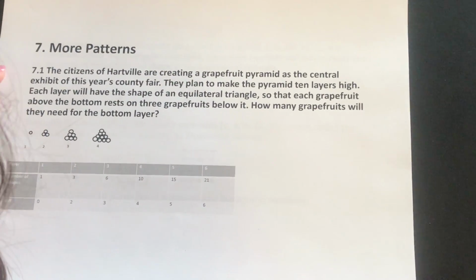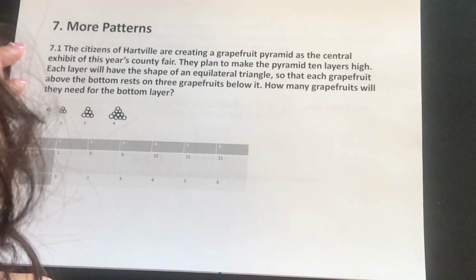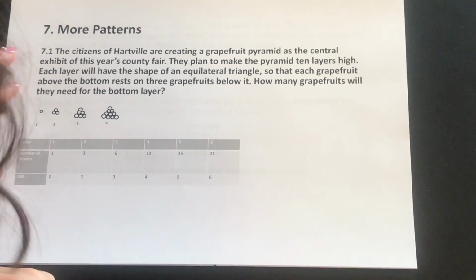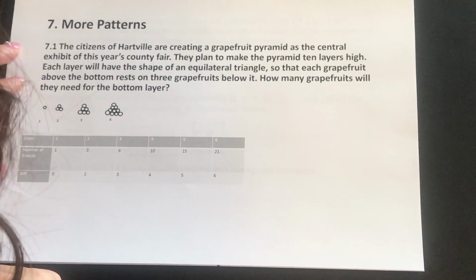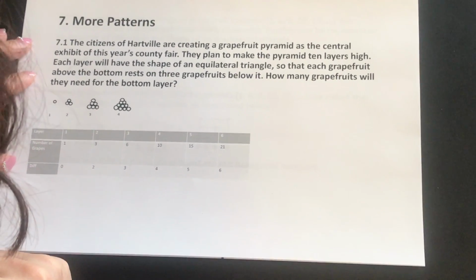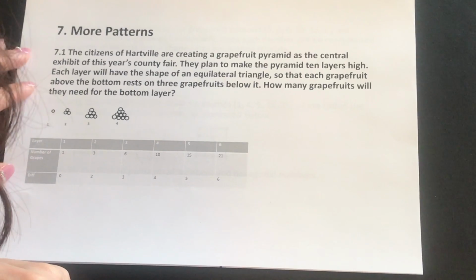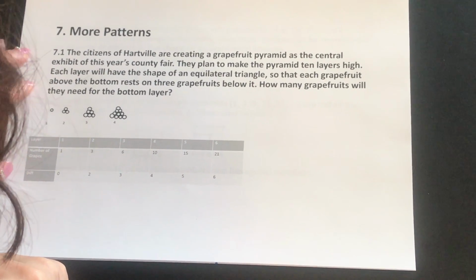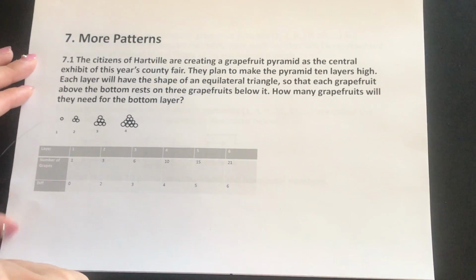Part 7, more patterns. First problem: the citizens of Hartwell are creating a grapefruit pyramid as the central exhibit of this year's county fair. They plan to make the pyramid 10 layers high. Each layer will have the shape of an equilateral triangle, so that each grapefruit above the bottom rests on 3 grapefruits below it. How many grapefruits will they need for the bottom layer?